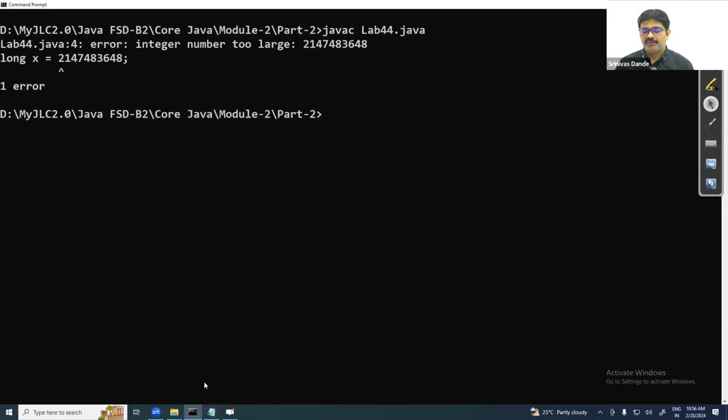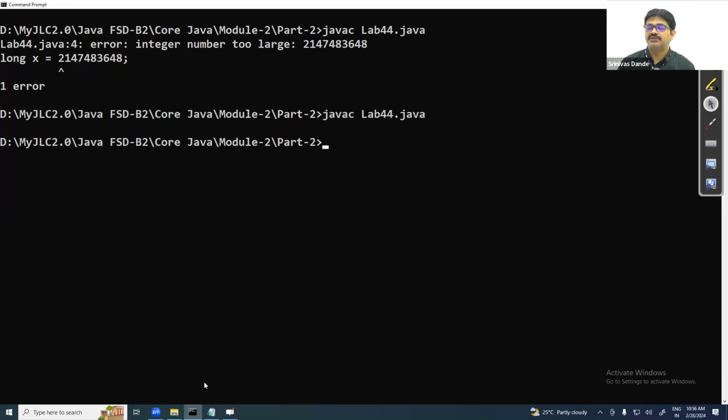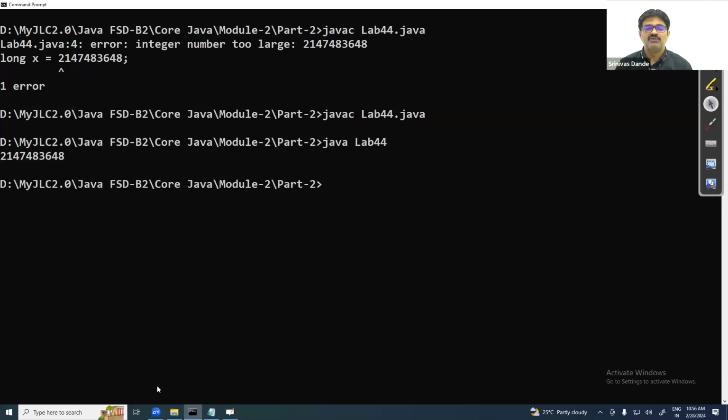Now this program will compile, right? It will compile and run successfully, guys. Do you understand how to handle the long values now? How to handle the long values? Yes.